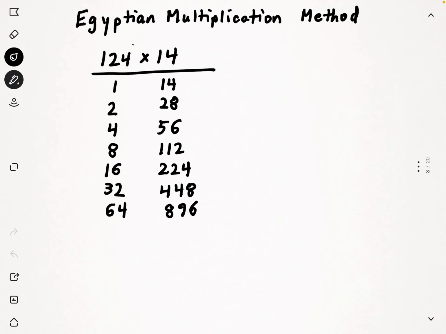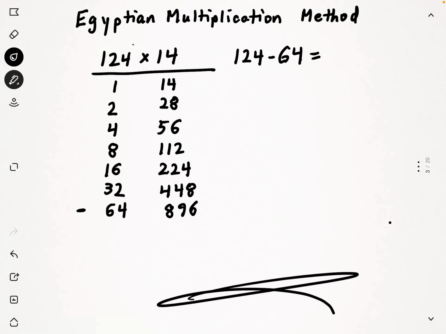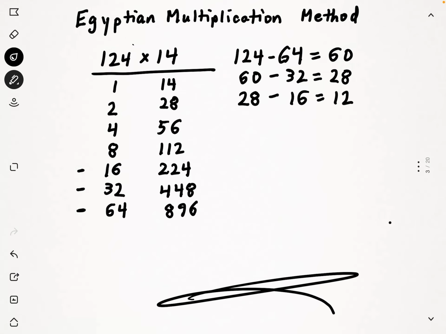So what I'm going to do from here is look on the left side, and I'm going to start with my number of 124 at the top, and subtract the bottom number, which is 64, and that gives us an answer of 60. Then I take that 60 and subtract the next number above on the left side, which is 32, and I wind up with 28. Then I take that 28 and subtract the next number, which is 16, and that gives me 12.